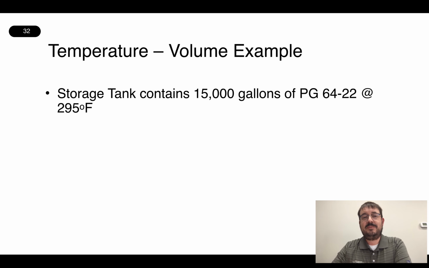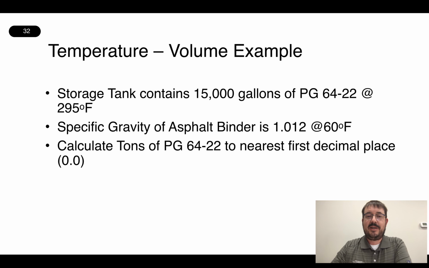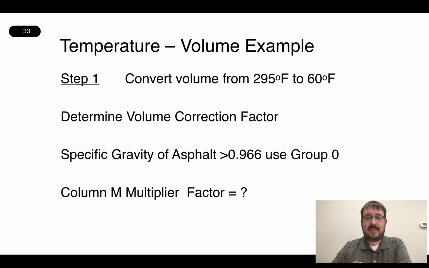In this example, a storage tank contains 15,000 gallons of a PG 64-22 at 295 degrees Fahrenheit. The specific gravity of the asphalt binder is 1.012 at 60 degrees Fahrenheit. Again, this number is typically provided by the asphalt binder supplier. In this example, we're going to calculate the tons of 64-22 to the nearest first decimal place. So step one is to convert volume from 295 to 60 degrees Fahrenheit.